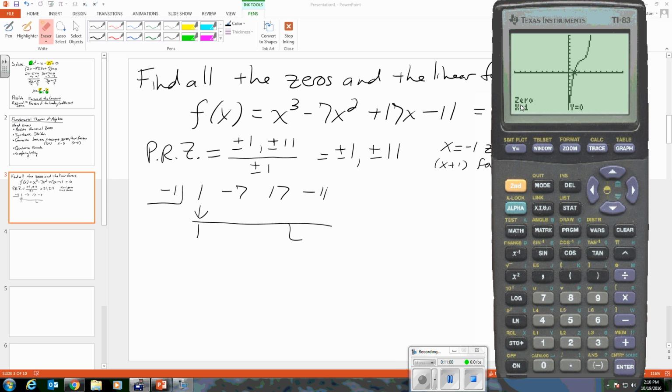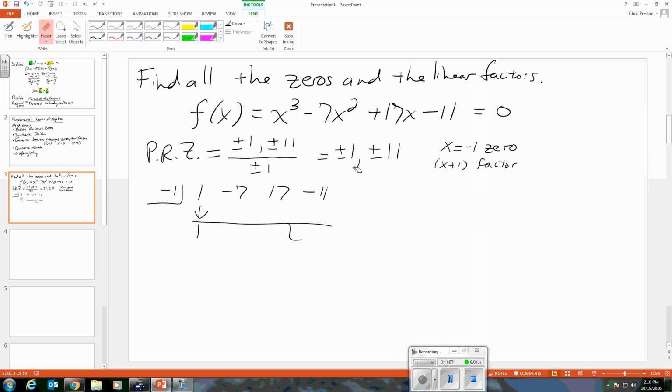Well, actually, it's at 1. 1 is where it's 0. That's what I'm looking for. Where is the y value 0? So 1 is a 0. And notice that's on my list. So let's see if I try 1.